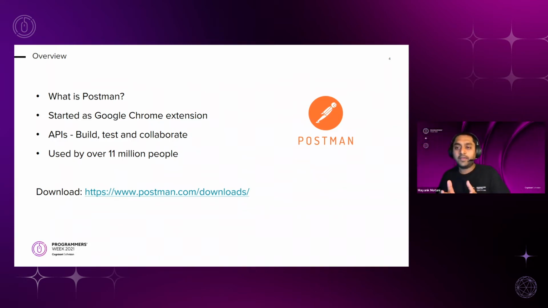So as a result of this, you get more efficiency, reusability, and work becomes less tedious for developers. Postman has now grown into a full-blown API build and collaboration platform and is widely used within the community, with over 11 million people using it currently. And Postman is freely available for download. It has a Windows, macOS, Linux client, and it's available for a number of different platforms. It also provides a web interface if you prefer using a browser to make your API requests and test them. There's also a paid version for advanced collaboration features that you can use.